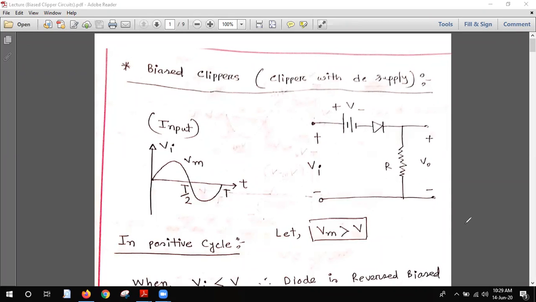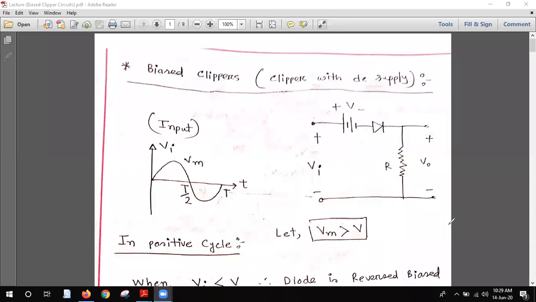So yesterday we were studying the topic of clippers. Introduction to clipper circuit. So we saw unbiased clippers. I told you that there are two types of clippers. When there is an extra DC supply available in the circuit, that is biased clippers. But yesterday we saw there is only one input DC supply and no extra DC supply. So that was unbiased clippers.